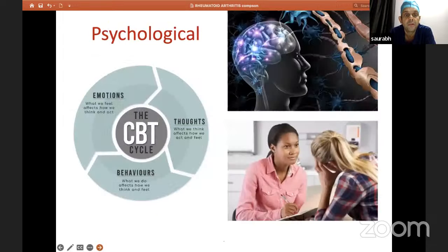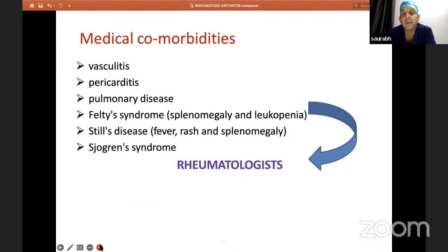So X-rays are important. Psychological is very important, because there is lots going on all over their body. Your psychotherapist is your good friend who's going to talk to them about their behaviors, emotions, and thoughts. So involve psychotherapists if needed. Medical comorbidities, because they have a different and peculiar set of comorbidities: the vasculitis, the heart issues, the lung issues, splenomegaly, Still's disease, Sjogren's syndrome. These are all the associations. This is where your rheumatology friend comes into being. So your multidisciplinary approach.